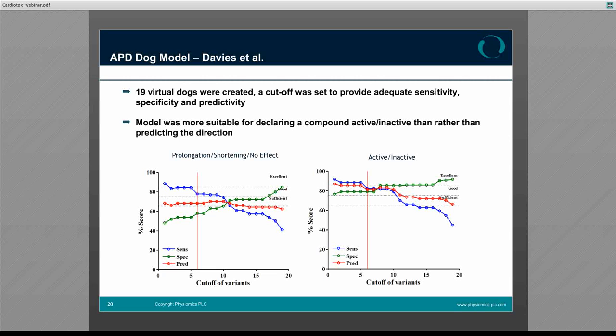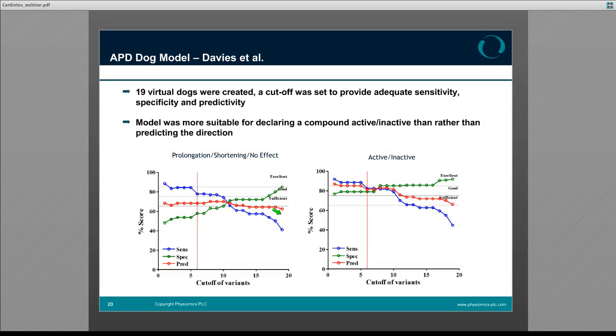Like I said before, the Davis model was designed to create an ensemble of virtual dogs, and in fact, they created 19 virtual dogs in total. Then a cutoff was used to provide adequate sensitivity, specificity, and predictivity. This cutoff was then used to say that this model is ready to be used as possibly an in silico screening tool within a pharmaceutical company. One thing that was interesting was that the model was more suitable for declaring a compound active or inactive rather than predicting the actual direction. And that's what the graphs at the bottom are trying to describe.